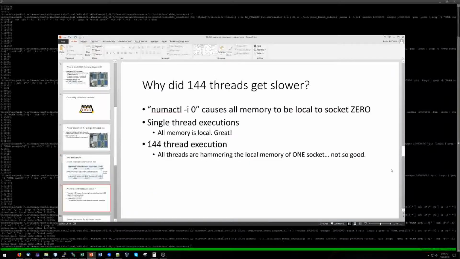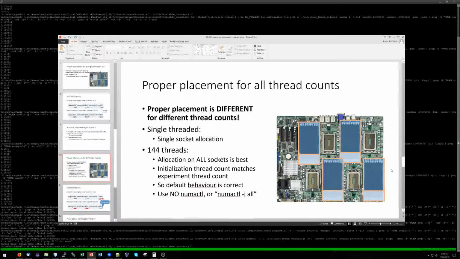So that's not great. Why did the 144-thread execution get slower? Well, of course, NUMA-CTL -i0 causes all memory to be local to socket 0, and for single-threaded executions, that means all memory is local, which is great. But for 144-thread execution, that means all threads are hammering the local memory of one socket, which is not so good. So what this means is there isn't one one-size-fits-all memory placement scheme for all different thread counts. The proper NUMA memory placement scheme is going to be different for different thread counts. So for a single-threaded execution, you really want single-socket allocation, but for a 144-thread execution, allocation on all sockets is best. And of course, with 144 threads, our initialization thread count of 144 matches the thread count we're running in the measured part of our experiment.